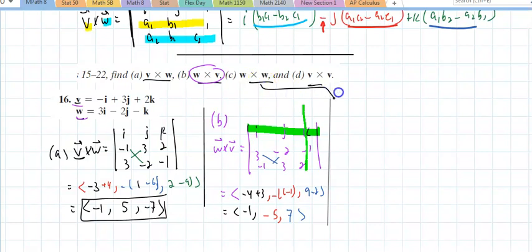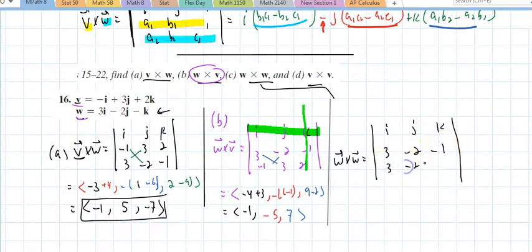And I want to go for W cross W. Maybe that one, and we'll conclude with this idea. I, J, K again. So we're going to always pick I, J, K. List W and list it again. W is right there. That is 3, negative 2, negative 1. And 3, negative 2, negative 1. That would be the I component.